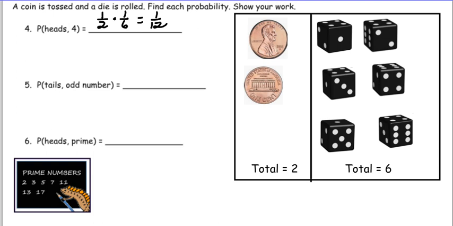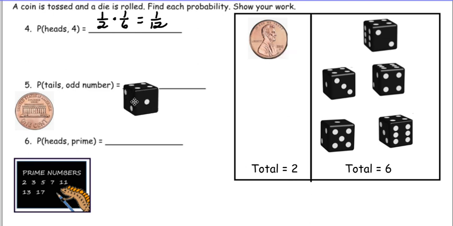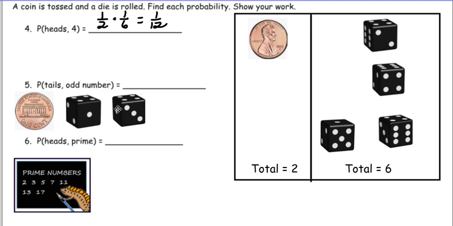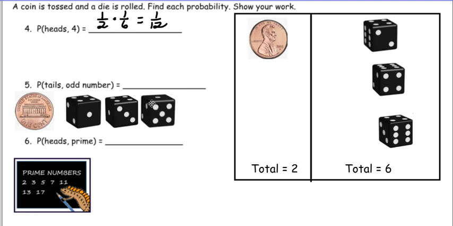Our next example, what's the probability of getting a tails and an odd number? Let's figure out what the odd numbers are. 1's odd, 2's not odd, 3's odd, 4's not odd, 5's odd. So what's the chance of getting a tails and an odd number? The chance of getting tails is 1 out of 2. The chance of rolling an odd number is 3 out of 6, which is 3 out of 12, and we always want to reduce. So it's a 1 in 4 chance. That's more likely to occur than the first one.